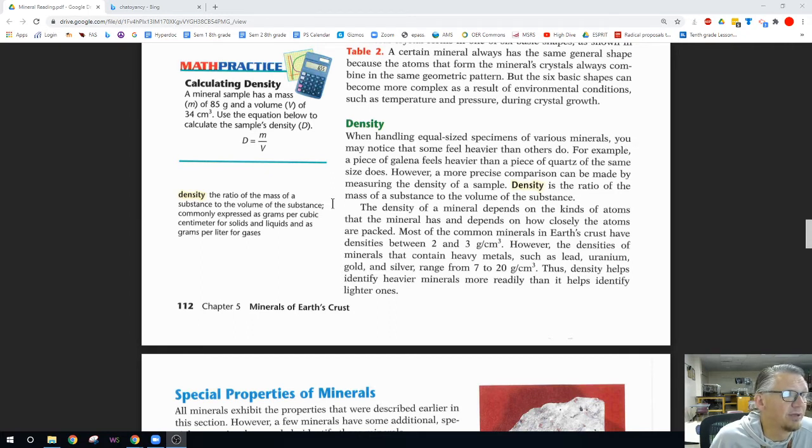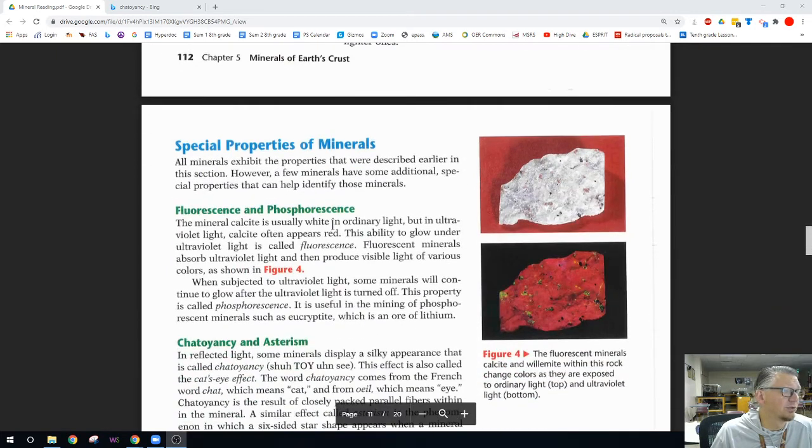The density of a mineral depends on the kinds of atoms that the mineral has and on how closely the atoms are packed. Most of the common minerals in the Earth's crust have a density between 2 and 3. However, the density of minerals that contain heavy metals such as lead, uranium, gold, and silver ranges from 7 to 20 grams per cubic centimeter. Thus, density helps identify heavier minerals more readily than it helps to identify lighter ones.